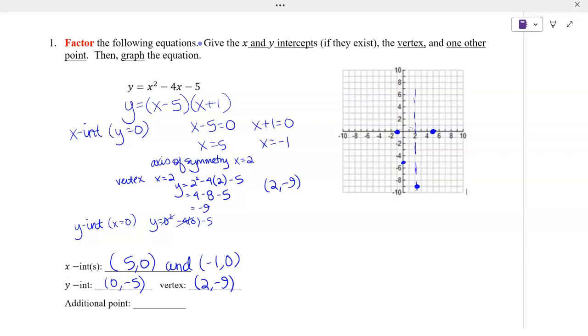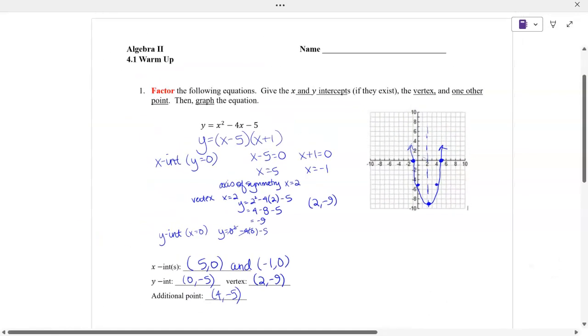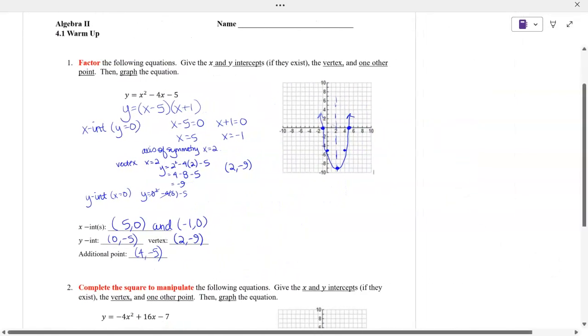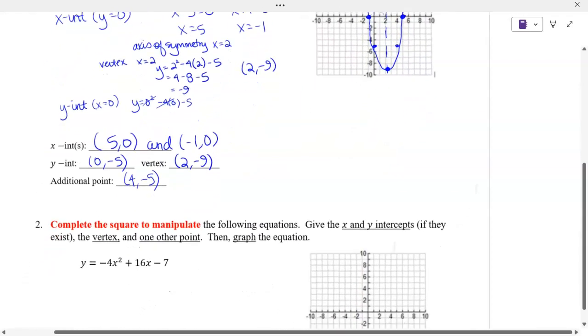Well, this asks me for one other point, and I can use my axis of symmetry to just mirror that point, 0, comma, negative 5. Could be over here at 4, comma, negative 5. So that's my other point. I've got 5 points, and I can go and draw. Remember, this is just going to be a U shape. Make sure this looks like a U and not a V. A V is absolute value. But there we've got enough to go on and plot and draw our graph.